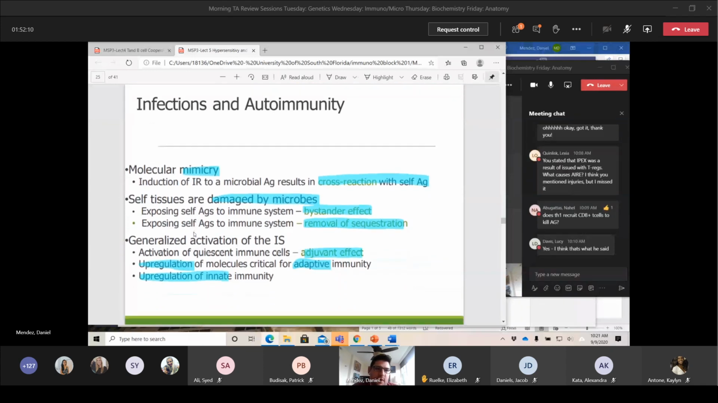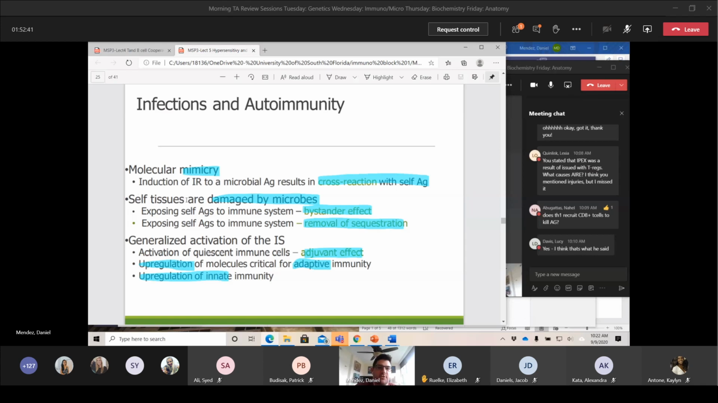So certain infections with autoimmunity, molecular mimicry, this is what we were talking about when we were talking about rheumatic fever. So the cross reaction. So if we have a certain strep infection, our body's going to create antibodies to that antigen from strep. That same antigen looks very similar to ones in the cardiac system. So that antibody that we've created is now reacting to strep molecules, so strep microbes, as well as certain antigens in our cardiac cells, our cardiac myocytes.